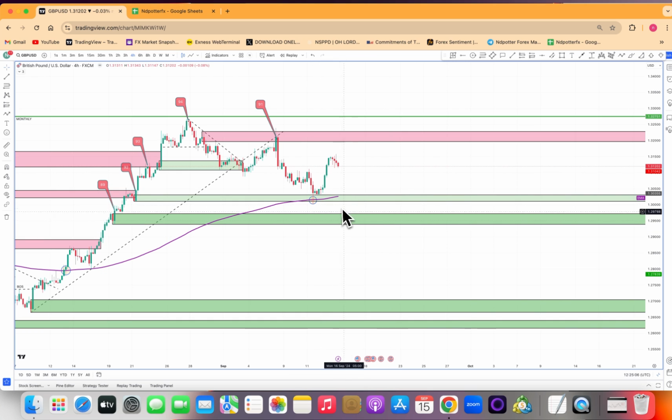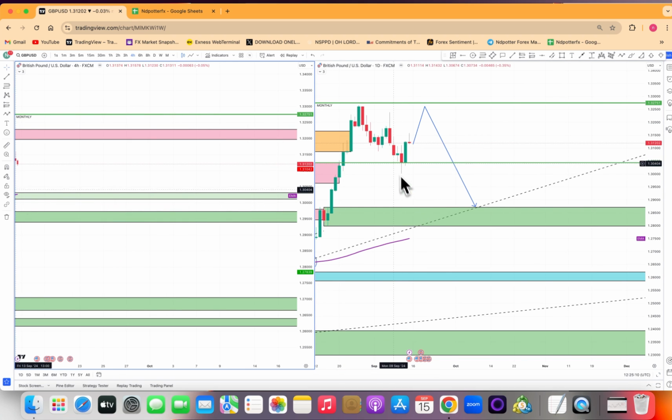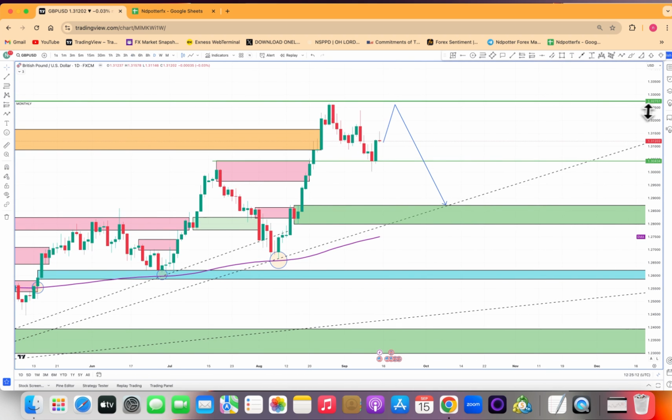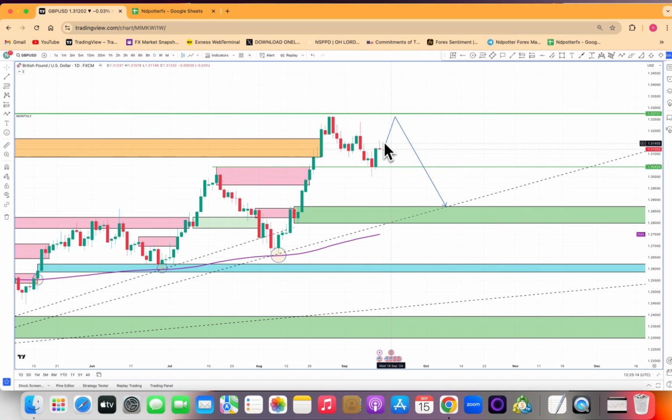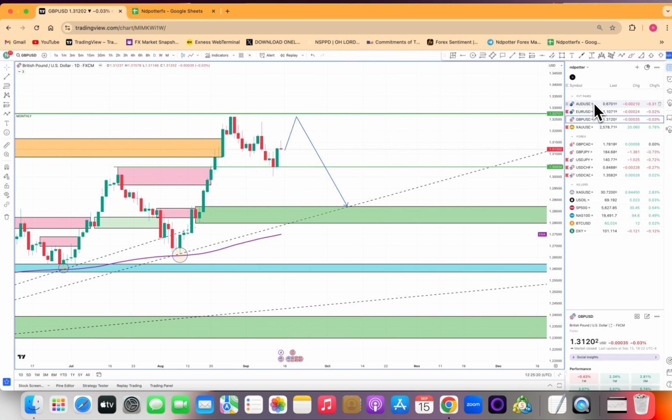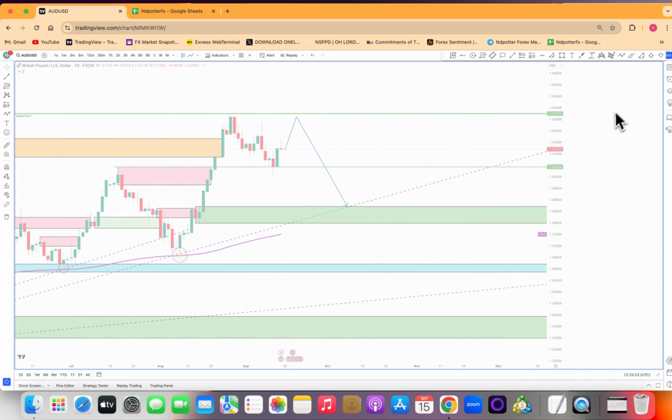So I will just be looking for a pullback to start shorting, because next week's data, I expect the institutions to offload their long positions as well. Let me show you guys. Let's go to AUD USD.